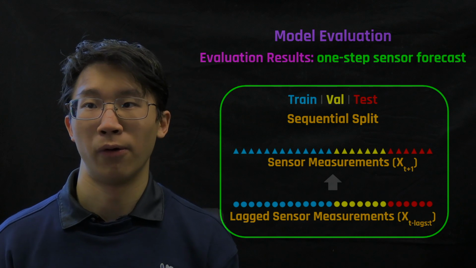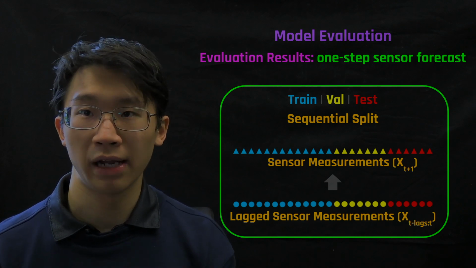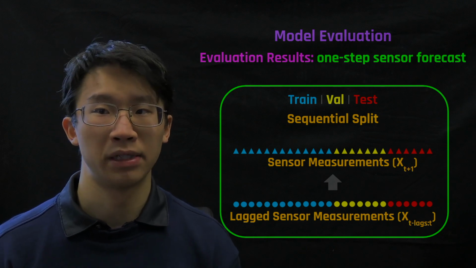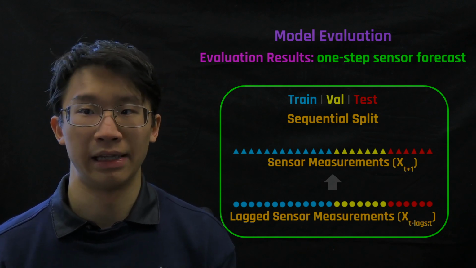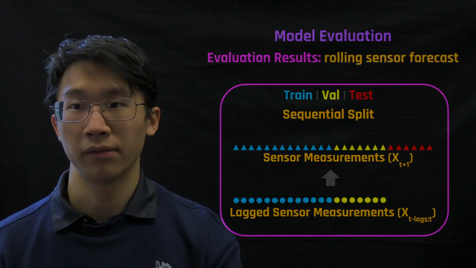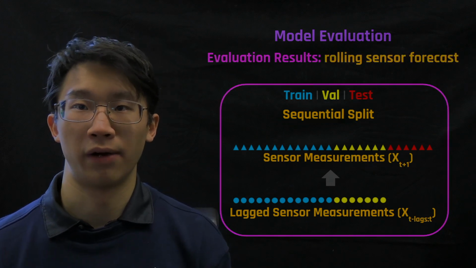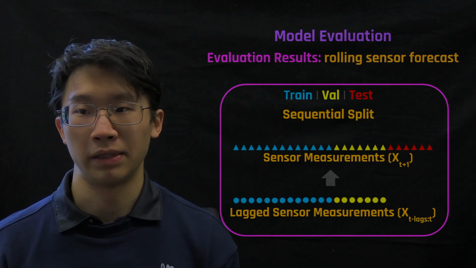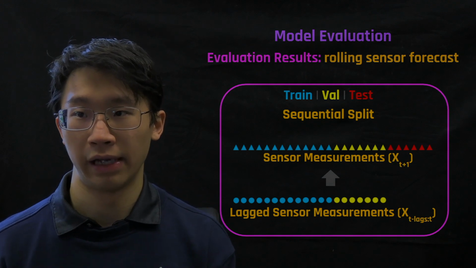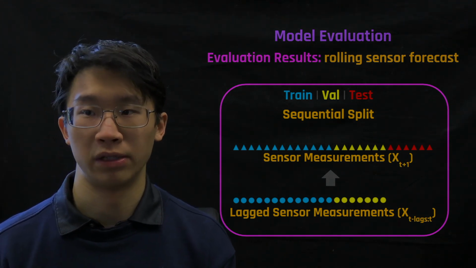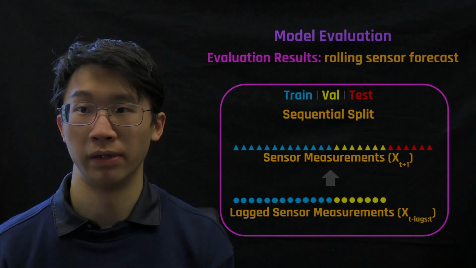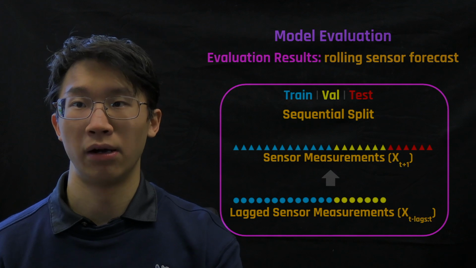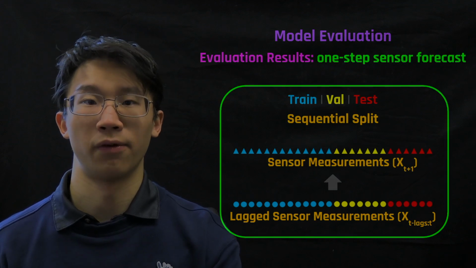And then for evaluating the sensor forecaster, we have the one-step sensor forecast metric, where we're mapping the lag sensor measurements to the sensor measurement at the next time step. And then we also have a rolling sensor forecast evaluation result, where we're performing a rolling forecast, so we don't have any of the test sensor measurements, but we want to forecast all of them. This is what we mean when we use a rolling forecast. So this will always be worse than the one-step sensor forecast.